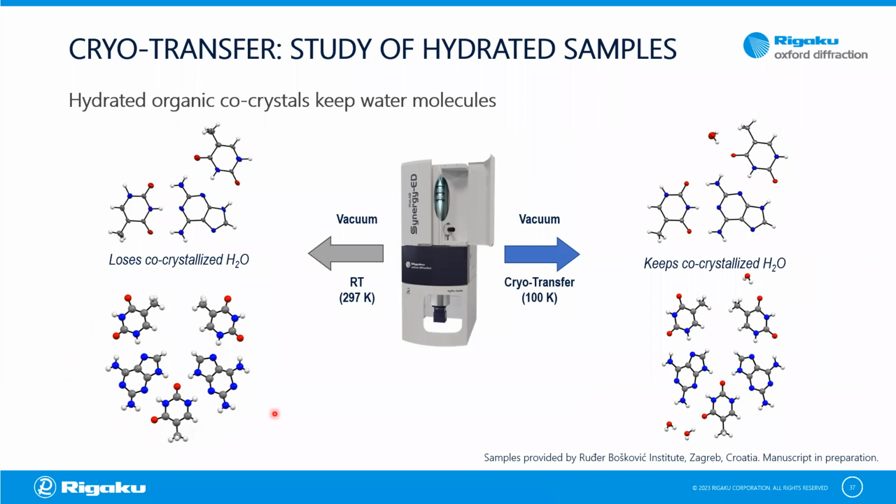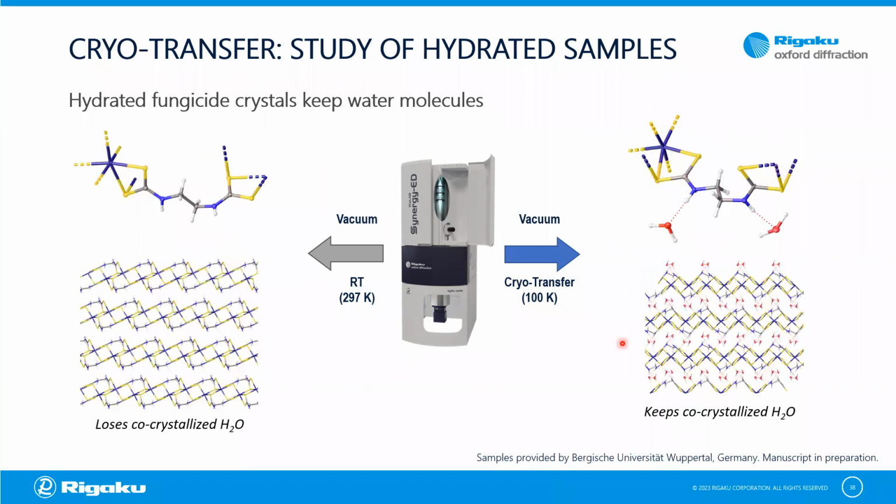If we now do the same with the cryo transfer holder at 100 Kelvin, we can keep the water molecules in its crystal structure. They don't lose it. They diffract beautifully to 0.8 angstrom, and these are the results.